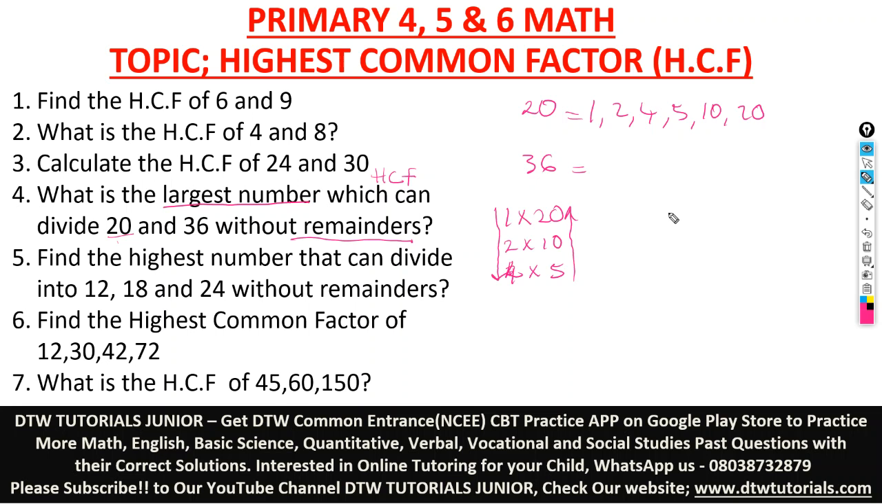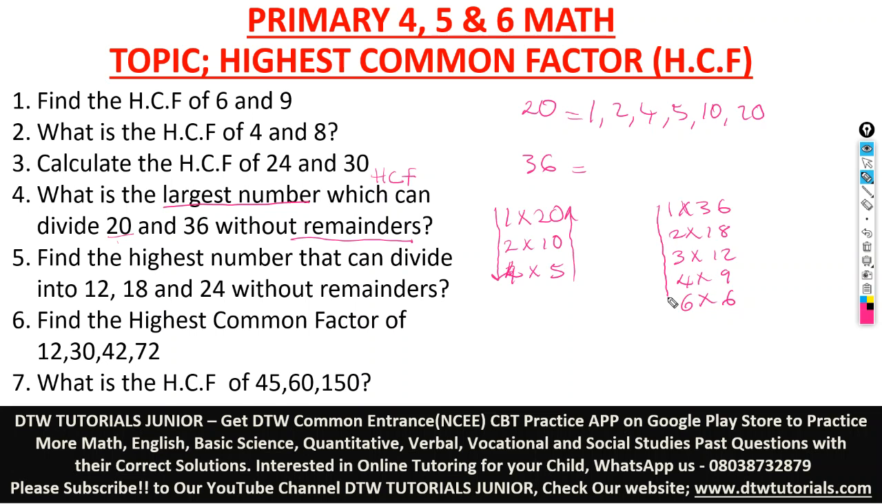All right. So let us look for the factors of 36. The first two factors will be 1 and 36 itself, because 1 times 36 is 36. The next, on the 2 times table, 2 times 18 will give us 36. On the 3 times table, 3 times 12 will give us 36. On the 4 times table, 4 times 9 will give us 36. On the 5 times table, nothing will give us 36. But on the 6 times table, we have 6 times 6 that will give us 36.